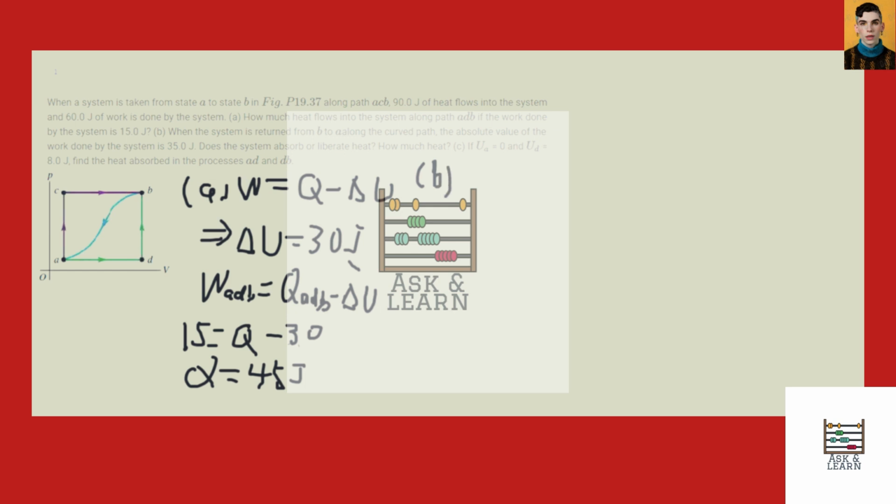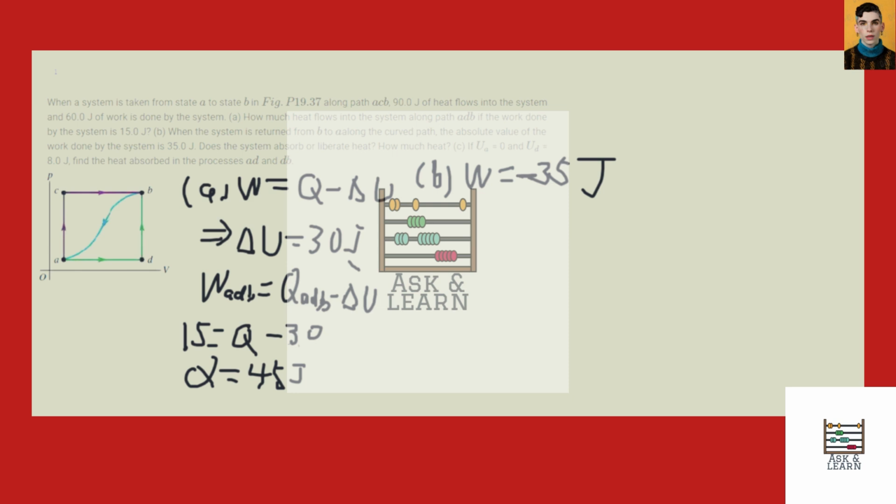For part B, the system is returned from B to A along the curved path, along this one. We know the absolute value of the work done by the system is 35 joules. We want to know if the system absorbs or liberates heat. From B to A, the direction is pointing to the left, so the work done by the system is a negative value. Work in this case is negative 35 joules.